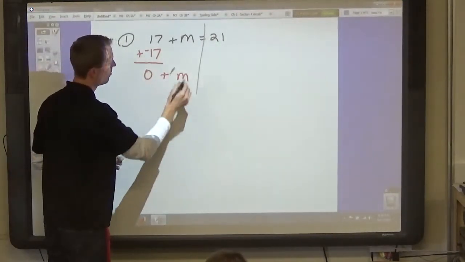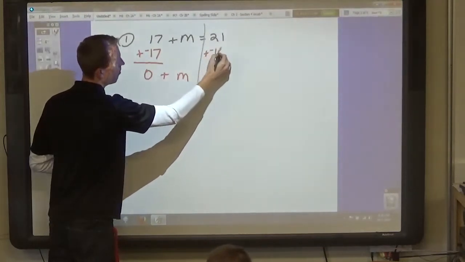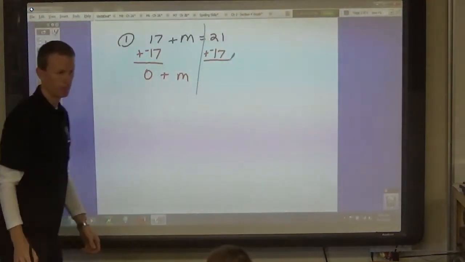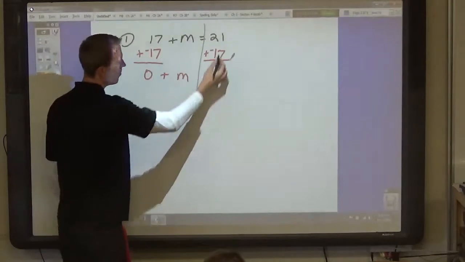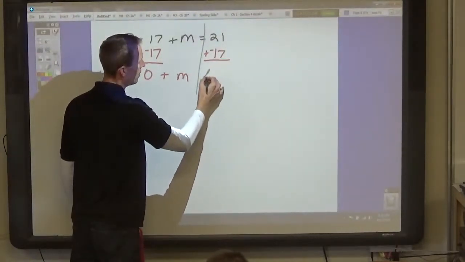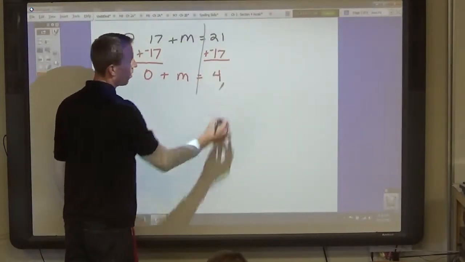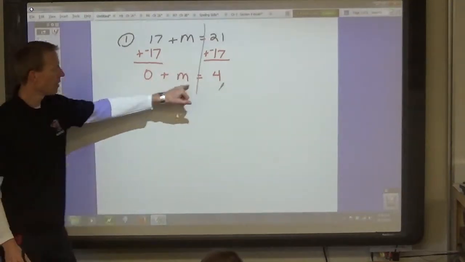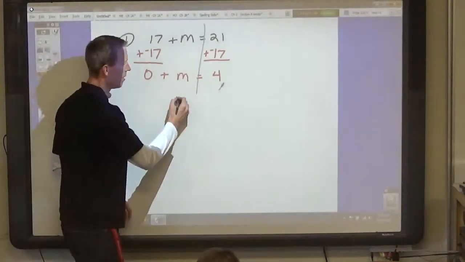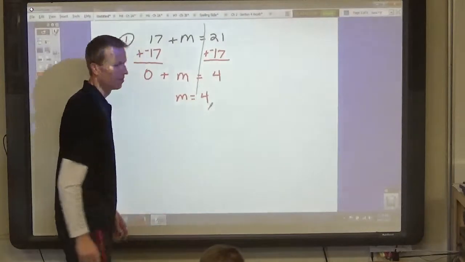This is 0, so we have to add the same number over here. 21 plus negative 17 equals 4. And if 0 plus m equals 4, then m equals 4.